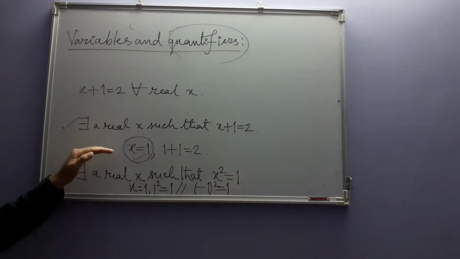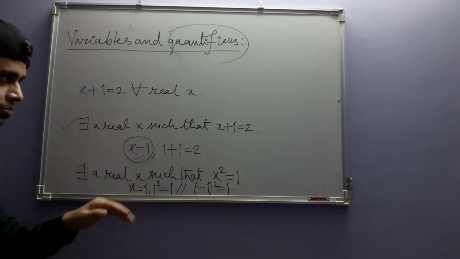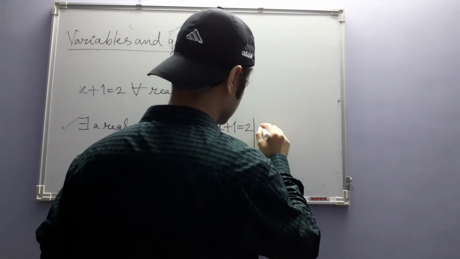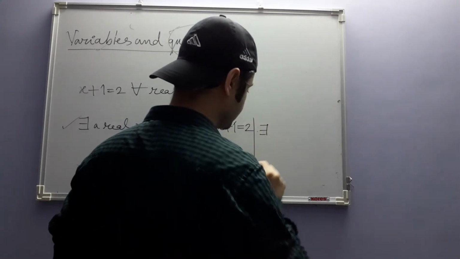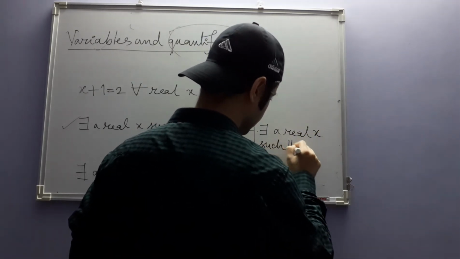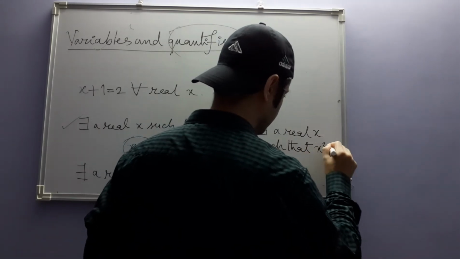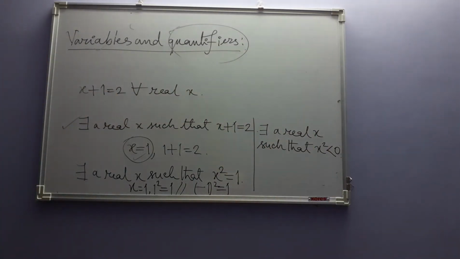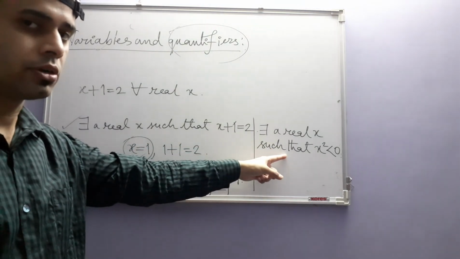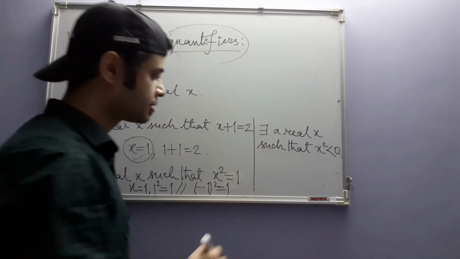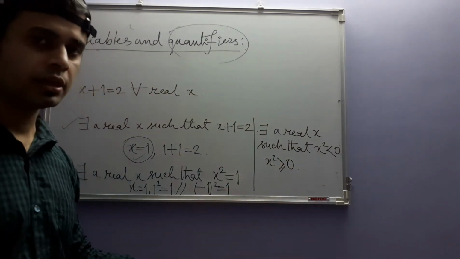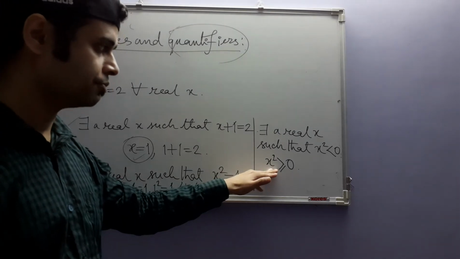However, to disprove an existential statement, for example, let me take an actual example. There exists a real x such that x squared is less than 0. Look at this existential statement. Is it true? No, it's not true. For every real number x, x squared is greater than or equal to 0. From the elementary properties of real numbers, we can prove this.